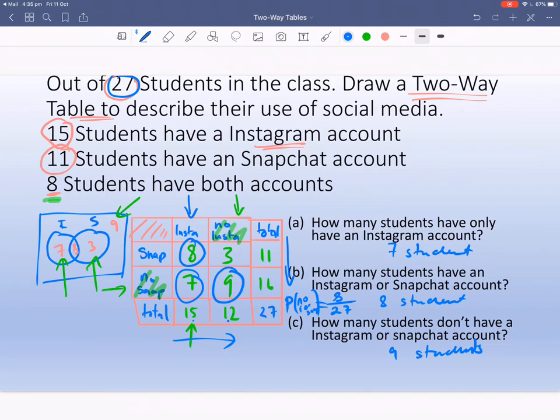So two-way tables are fairly similar to Venn diagrams, but it's just the way we put the information in. Hopefully this makes sense. Peace.